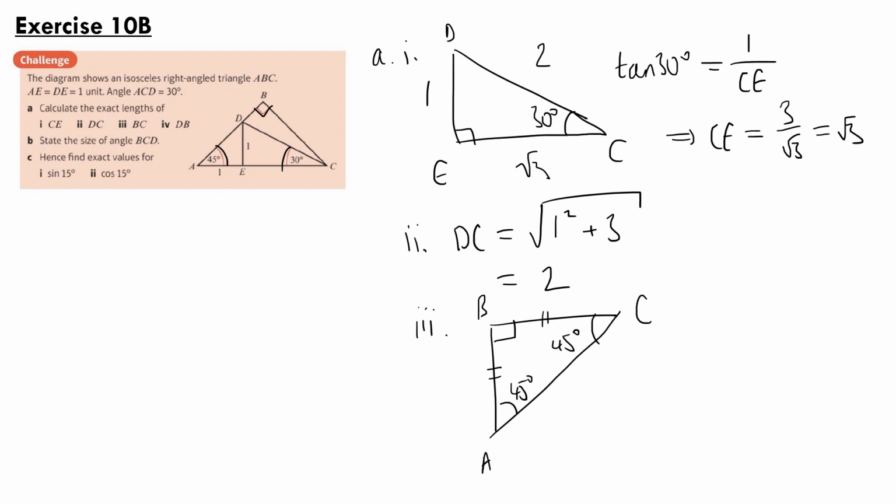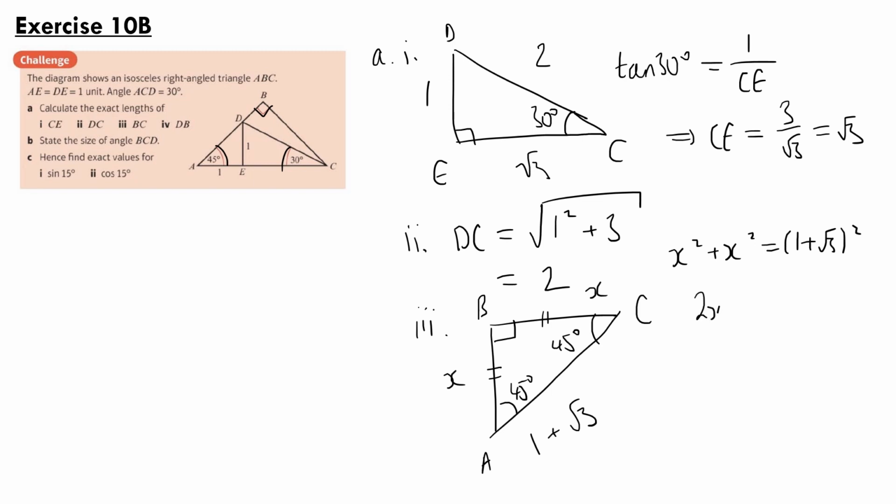And we know the length AE and the length CE from part 1. So we have this length AC is equal to AE, which is 1, plus EC, which is root 3. And we also find the length of BC. If we call this length x, then we know that the length AB will also be x. And using Pythagoras, we have x squared plus x squared is equal to (1 plus root 3) squared.